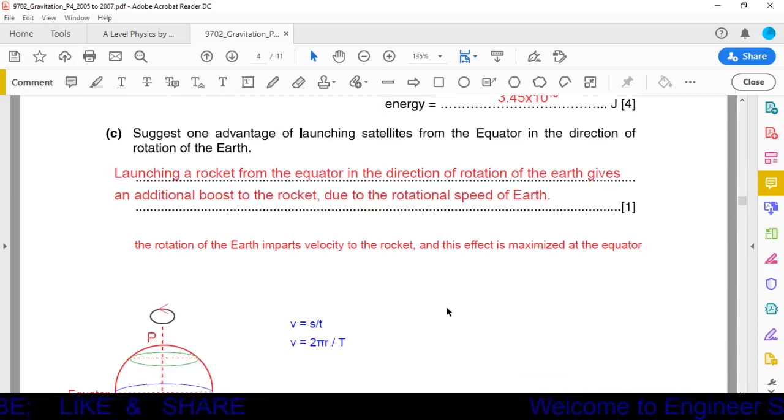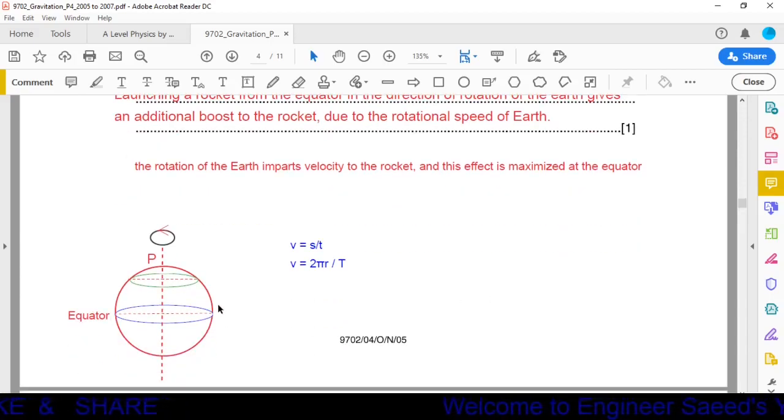Next part C, suggest one advantage of launching a satellite from the equator in the direction of rotation of the Earth. Okay, it is our Earth. It is spinning about its axis. This point is the equator and this point is the pole. First we check what is the velocity of Earth at the equator and at the pole, or at any intermediate point x. Velocity is given as distance over time.